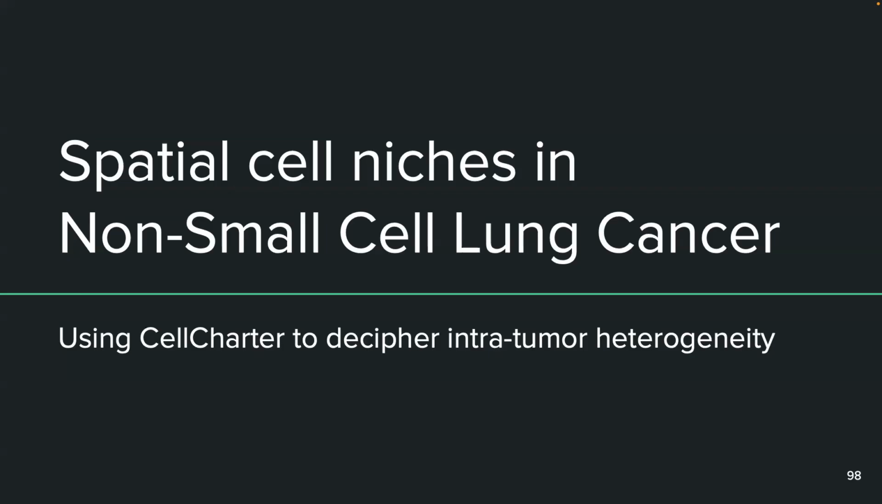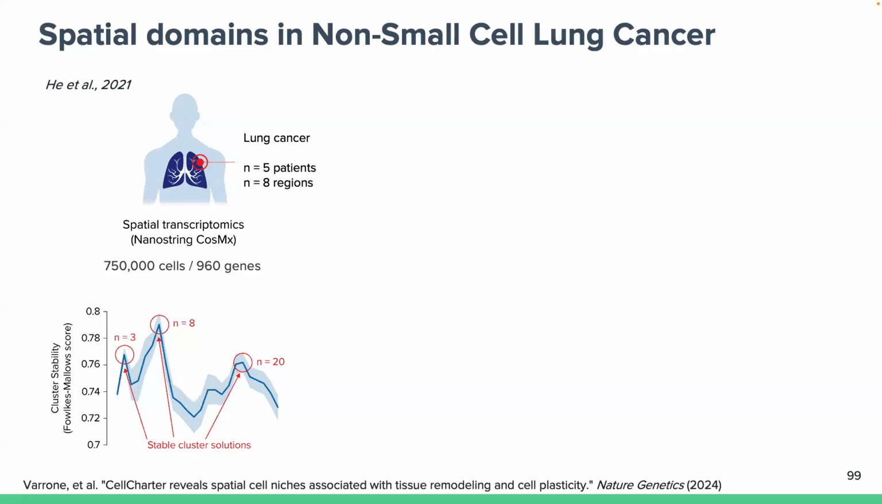So we applied this on a dataset of lung cancer, which is a recurring topic in our lab. This is a spatial transcriptomics dataset from the CosMx technology. These are 8 slides from 5 different patients for a total of 750,000 cells. And this technology measures a panel of 960 genes. When we computed the cluster stability, we had peaks at 3, 8, and 20 clusters.